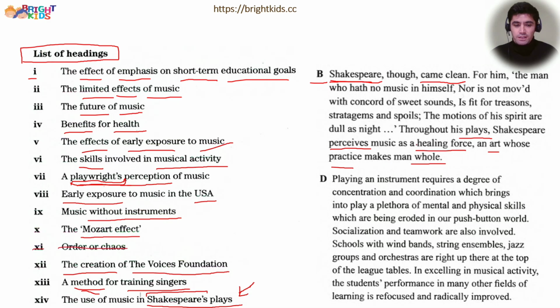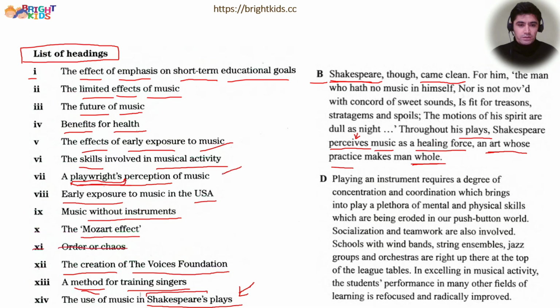The main keyword here is the use of music, but does the paragraph mention Shakespeare using music in his plays? It says here Shakespeare perceives music as a healing force, which means he understands music as a healing force, but there's nothing about him using music in his plays. He perceives music as a healing force and art whose practice makes men whole.